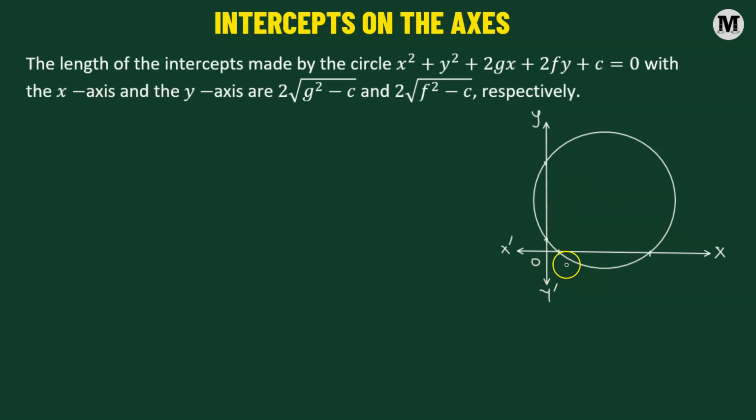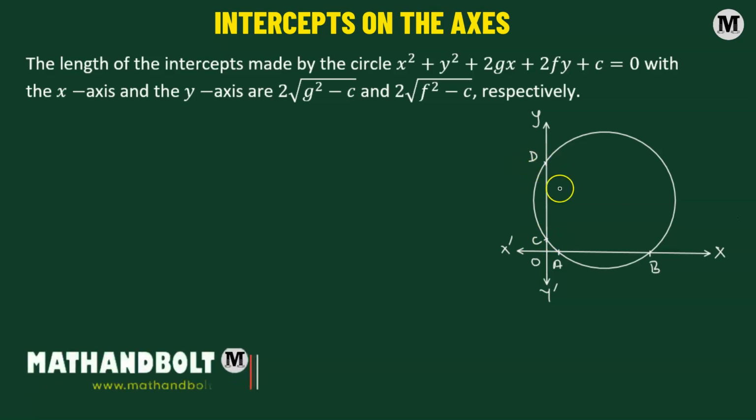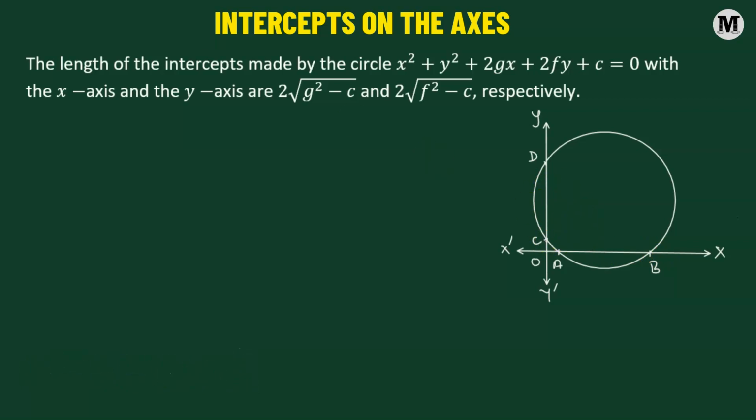Okay, so here we have the x-axis and the y-axis, and we can clearly observe that the circle intercepts both the x-axis and the y-axis. Let's say the circle intersects the x-axis at 2 points, point A and point B, and it intersects the y-axis at 2 points, point C and point D. Now the length AB is going to be the x-intercept of the circle, and CD is going to be the y-intercept. So our goal will be to find the x-intercept and the y-intercept.